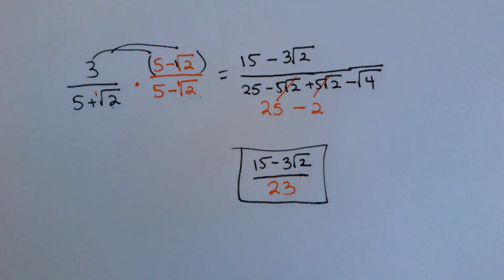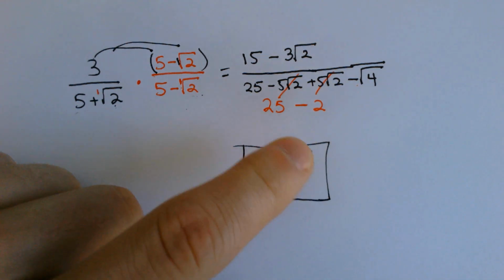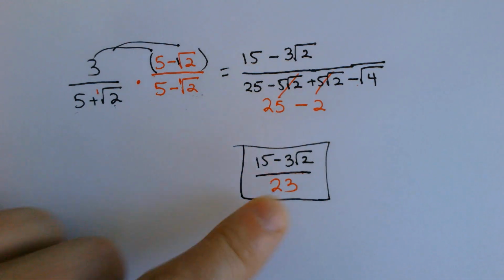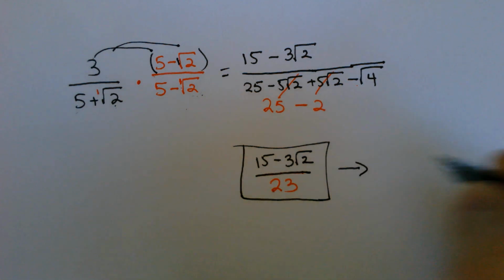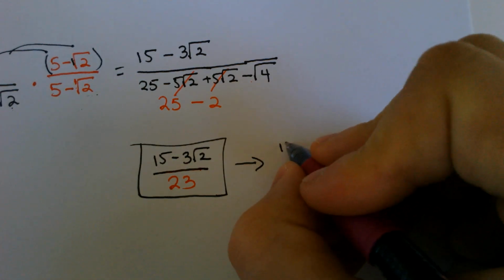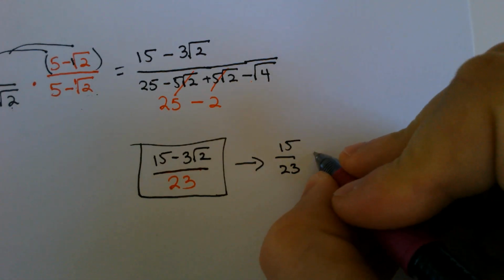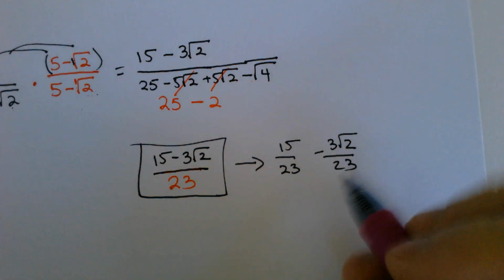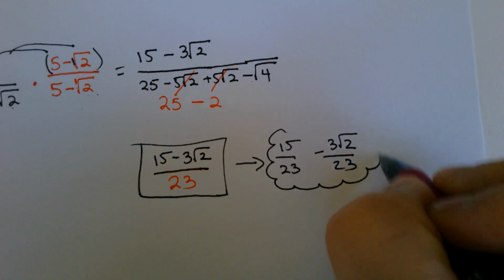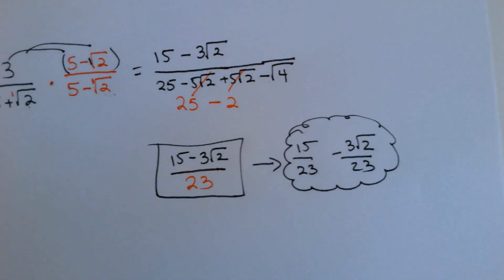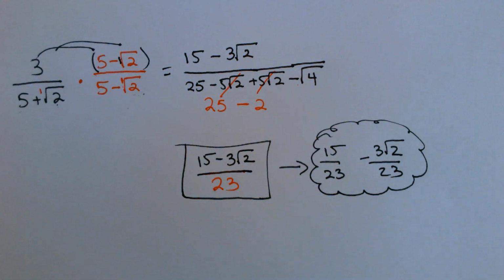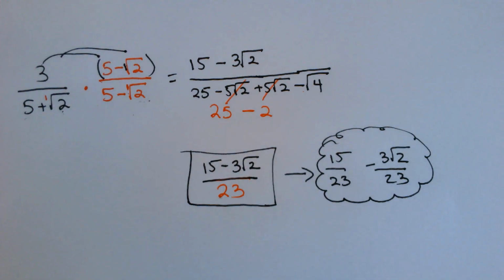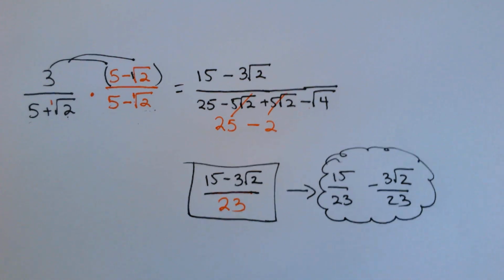And there's nothing you can do in this case because neither the 15 nor the 3 divide by 23. You may see some answer choices do this, where they put the 15 over 23 and the 3 square root of 2 all over 23 individually. And there's a benefit to that because maybe one of them simplifies individually. So I've seen both answers on multiple choice. It depends on the question to determine which one you actually have.